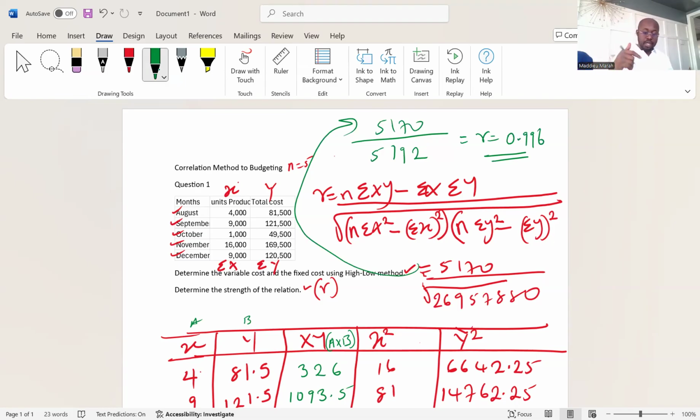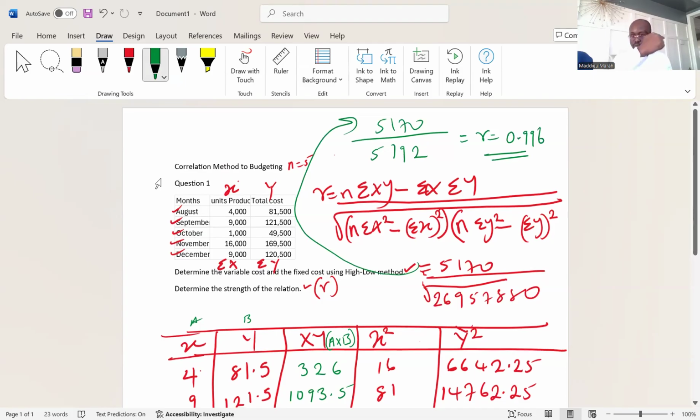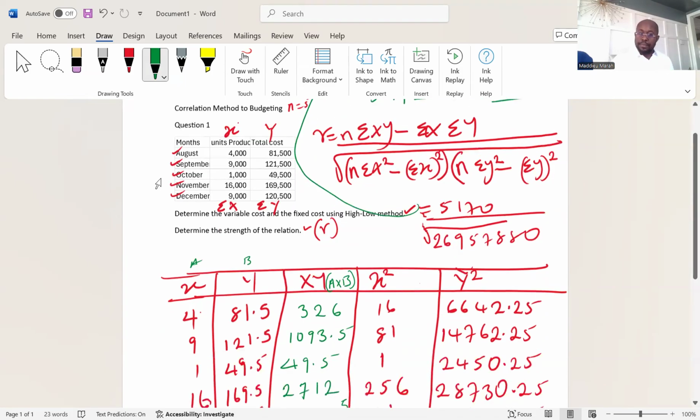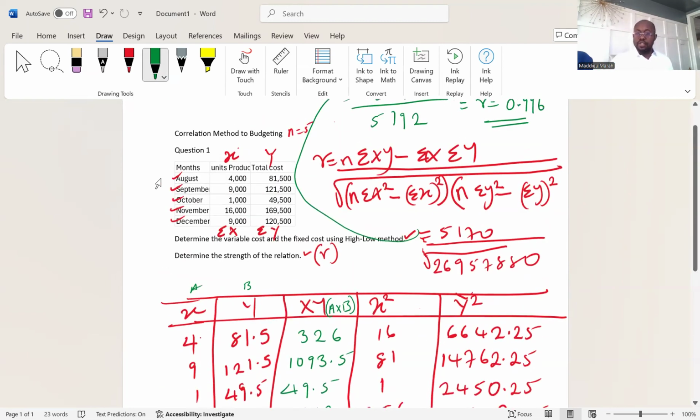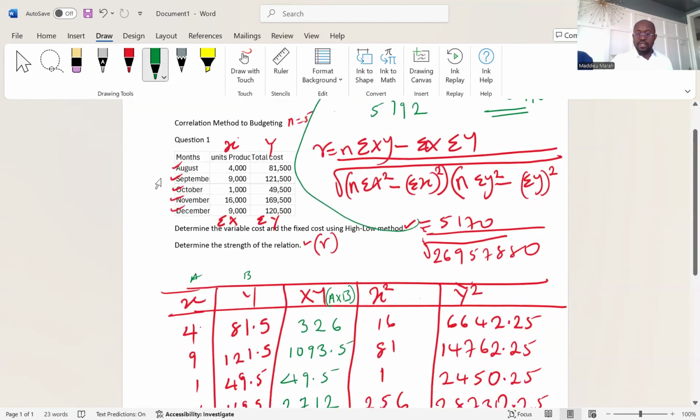Okay? So guys, practice this question. Take your time, solve the first question, follow this fact, practice this question, and for the high-low method, do your high-low method and let me see your answer.